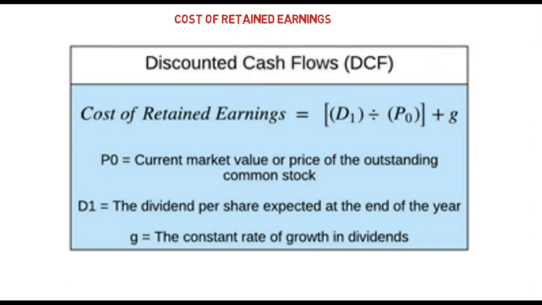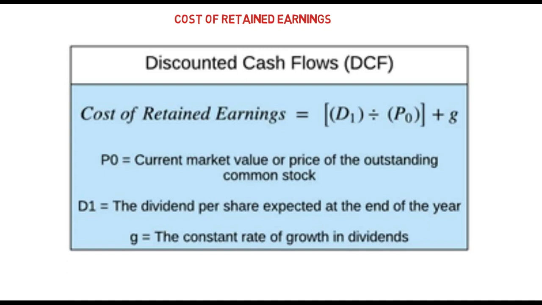And that is going to be divided by P subscript 0, and that means we're dividing it by today's market rate of the outstanding stock. P subscript 0, the 0 indicates today's market rate. So this fraction is going to be added to the constant growth rate.